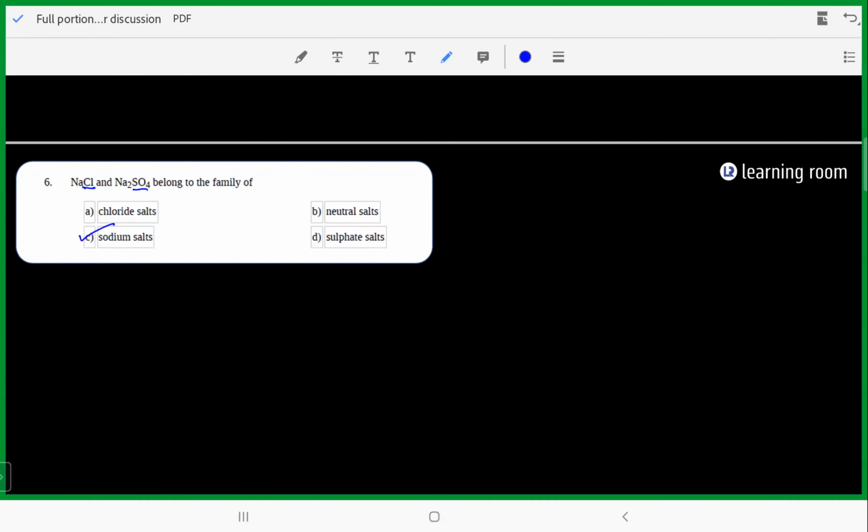But sodium salt can be formed in some other ways also. If the salt has the sodium ion as a positive radical, it belongs to the same family. That's why the sodium family: sodium chloride, sodium sulfate, sodium nitrate, like that. We can say it is a neutral salt also. But if you say neutral salt, here is a sulfate salt and here is a chloride salt, so we cannot categorize on that. We categorize based on the positive ions. That's why we say sodium salt. Okay. Okay, sir.